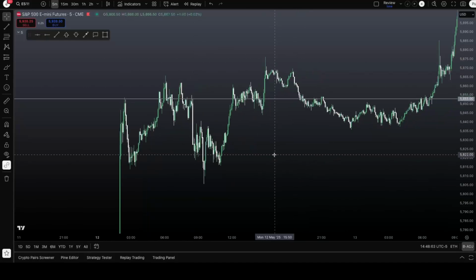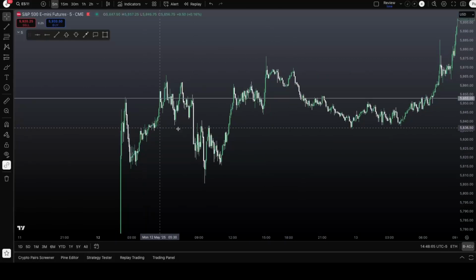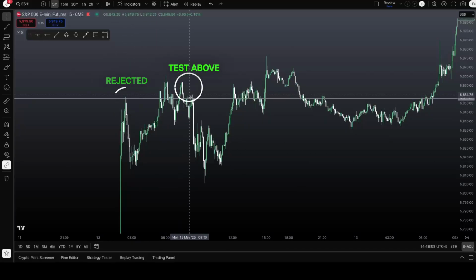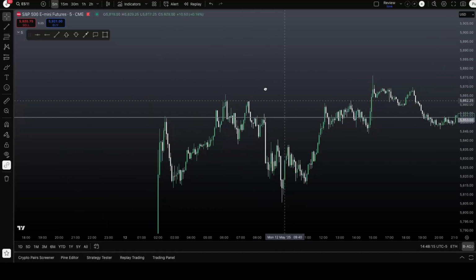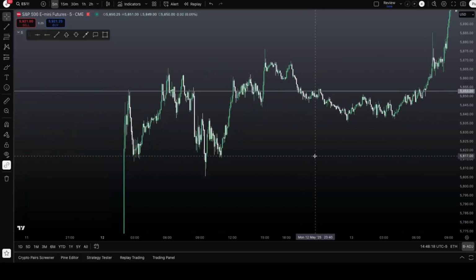This is a high time frame key level. All of price action is always a process, so we rejected this resistance, we tested above, we're still unable to clear this, and we sold. Just because we popped up here for a few minutes, this does not mean you can go long here. Keep that in mind as you're trading this.